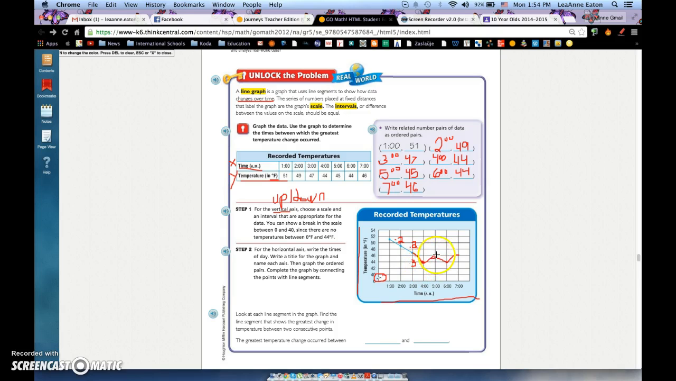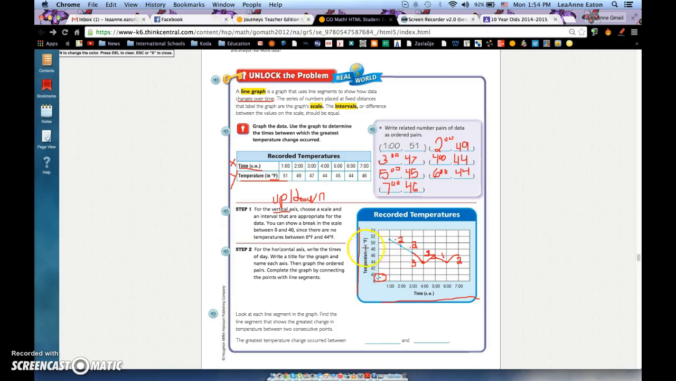For 44 to 46, that's +2. Or sorry, 42 to 44. Yeah, 44 to 45. Sorry, I can't talk. 44 to 45, that's 1. That's a 1. And then again 1. And then 2. So which interval had the greatest change?